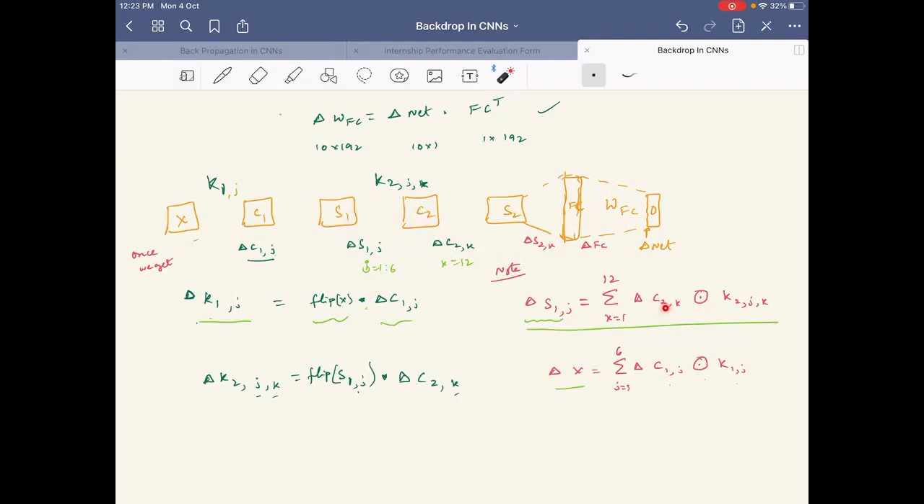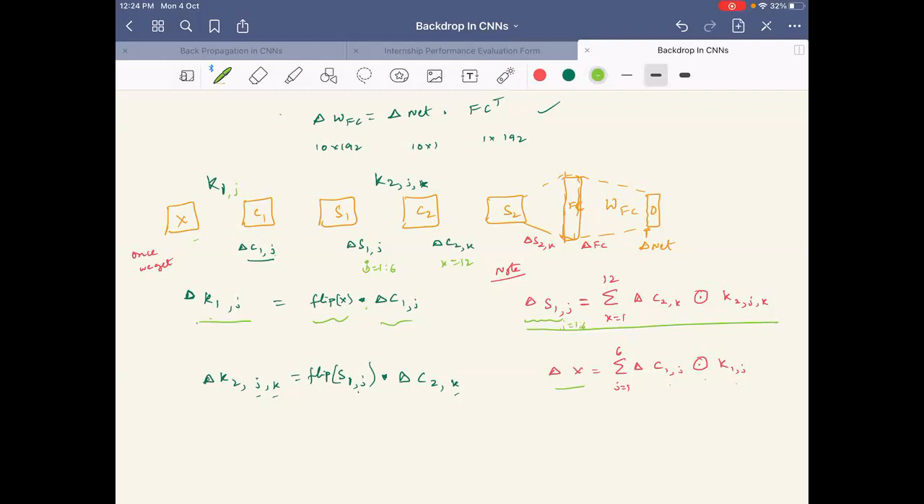Hence in the backward pass, you can see that all 12 maps together, delta C2K, with the corresponding weights, undergo correlation with the weights in the kernel K2 J comma K. The correlation operation is the backpropagation aspect of the convolution operation, and the contribution of all 12 maps adds up to give the delta in each of the maps J, 1 to 6. Please note that here J is varying from 1 to 6.